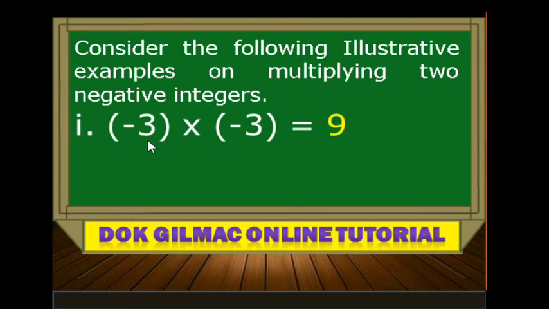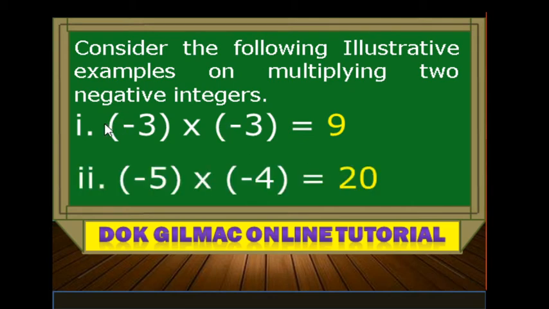Number 1, we have negative 3 times negative 3, which is equal to positive 9. Take note, if you are multiplying like signs, it is always equal to a positive number or integer. Number 2, negative 5 times negative 4. Both are negative integers, so the product is positive 20. Okay, so take note of that.